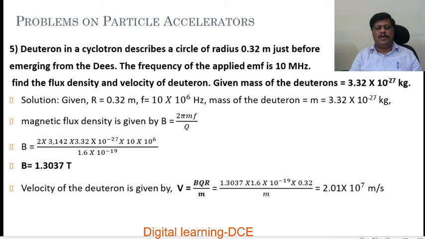Velocity of the deuteron is given by V is equal to BQR by M, that is equal to value of B is 1.3037 and charge on the deuteron is 1.6 into 10 power minus 19 coulomb, and R value is 0.32 and M, substitute the M value as 3.32 into 10 power minus 27. After simplification we get the velocity of the deuteron as 2.01 into 10 power 7 meter per second.